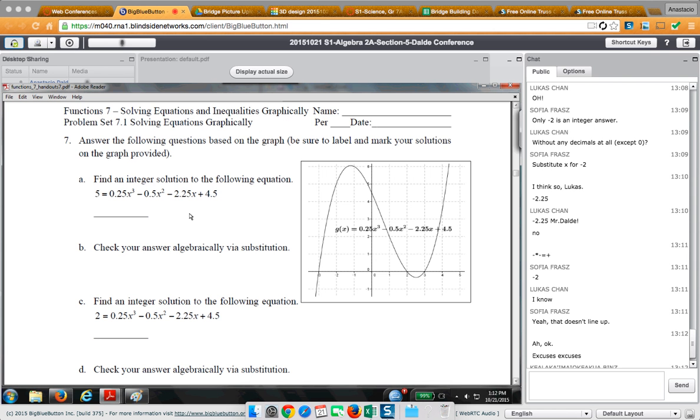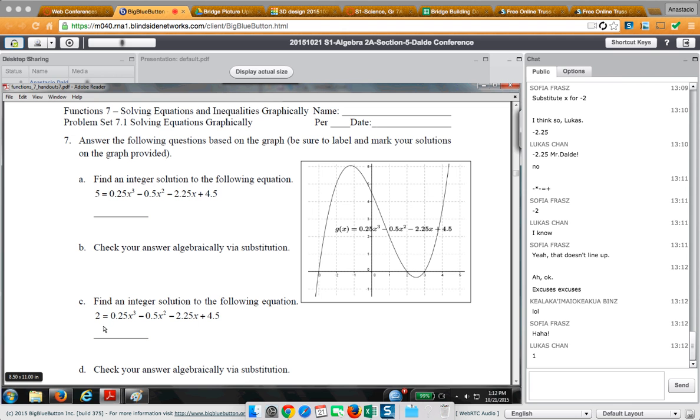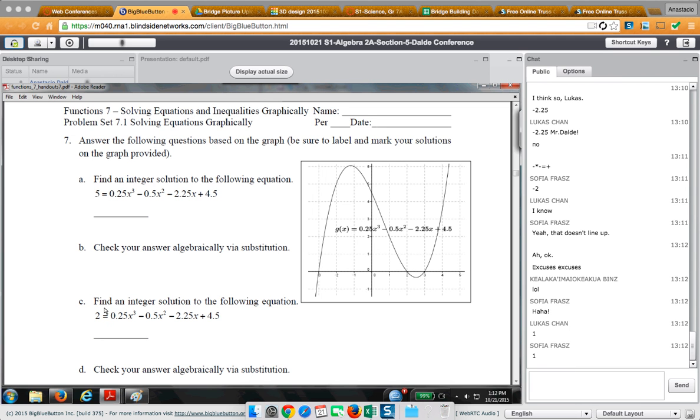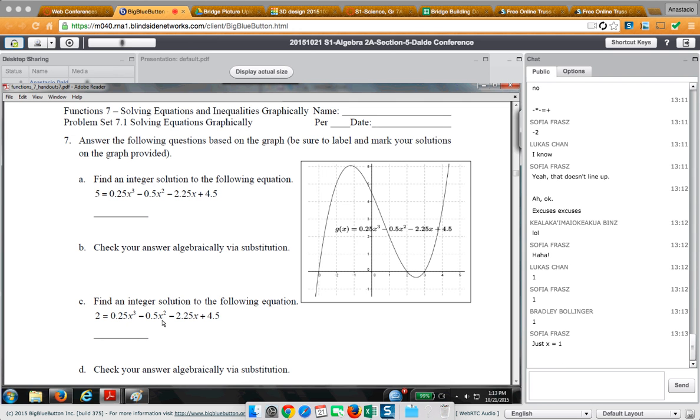I apologize. But do you see how we can check this algebraically? We can see whether or not our answer was correct. Cool? Find an integer solution to the following equation. When does y equal 2? And what integer solution is it? When x equals 1, y will equal 2. You can check that by plugging in 1 into here. If I put in 1 for x cubed, that's just 1. If I put in 1 for x squared, that's 1. So what is 0.25 minus 0.5 minus 2.25 plus 4.5? So this is 4.